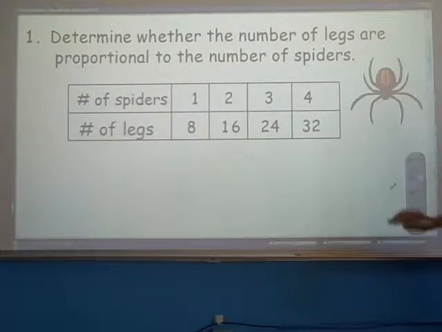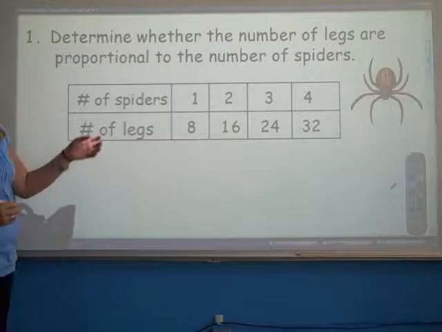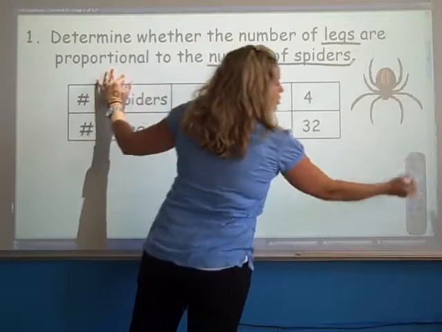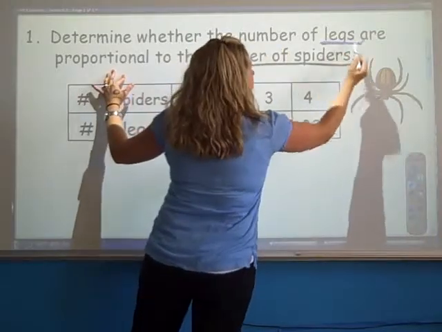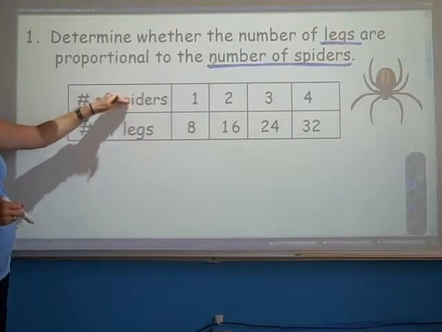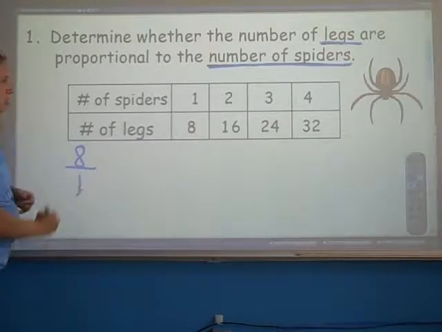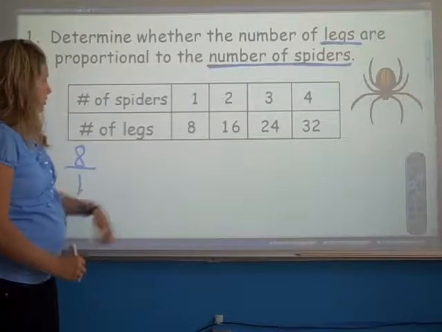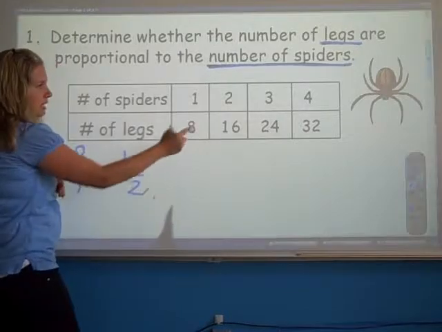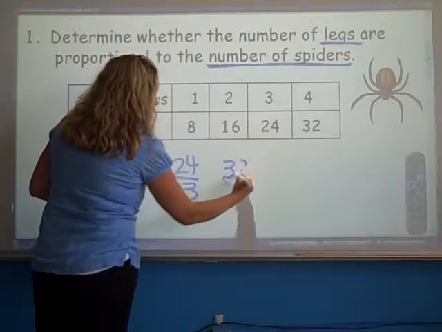So what you're going to do, the work that you're going to show, hopefully you're writing all this down, is you're going to compare. They're asking you to do the legs to the number of spiders. So the order in which they give it to you is important because that's how you're going to find if they're proportional. Legs to spiders. So the first one, as a ratio, which is a fraction, is 8 to 1. The next one, legs to spiders, is 16 to 2. The next one is 24 to 3. And the next one is 32 to 4.